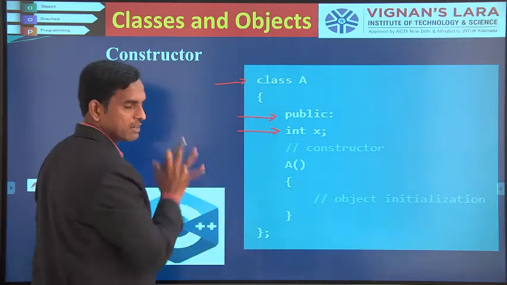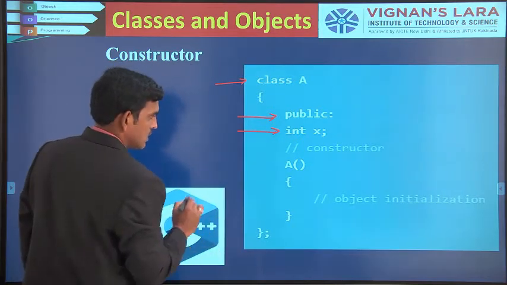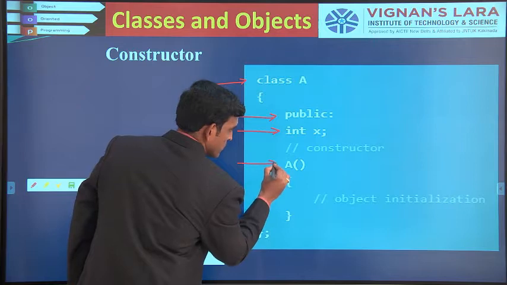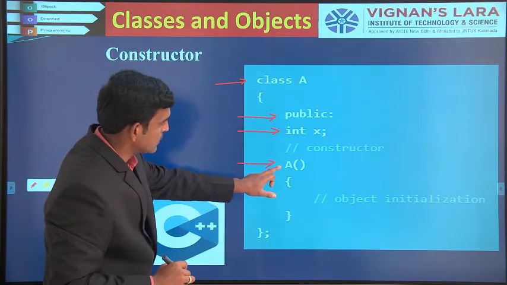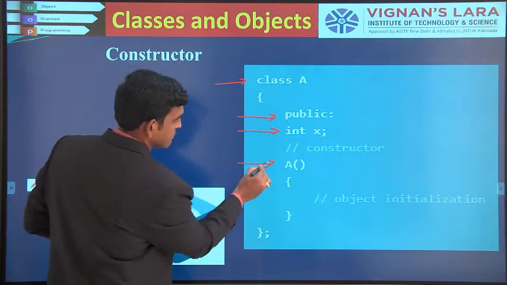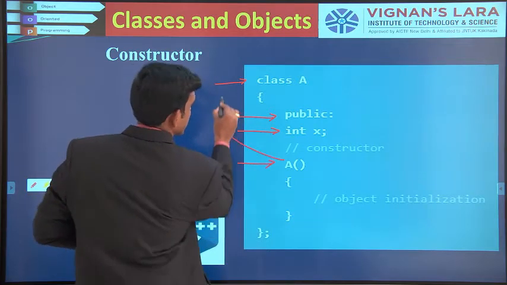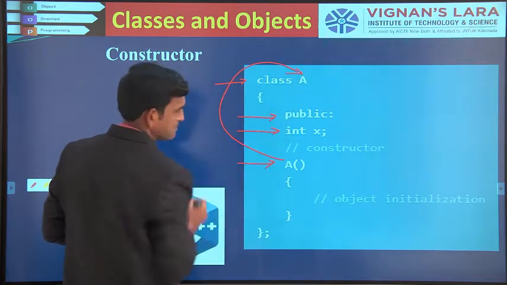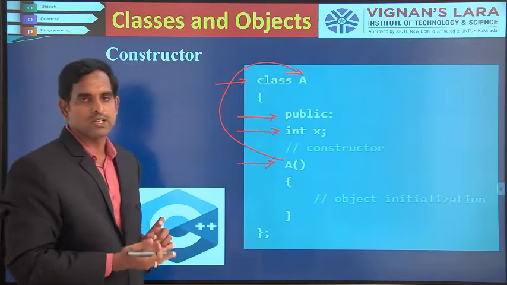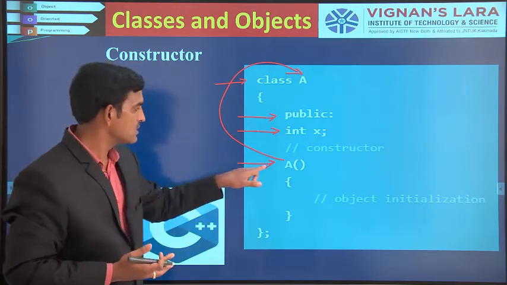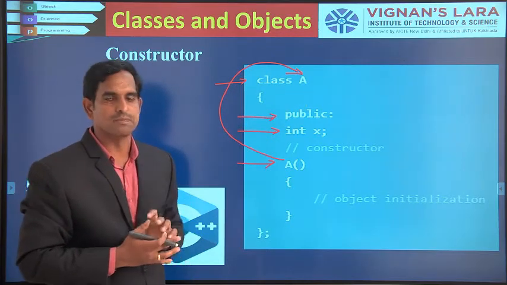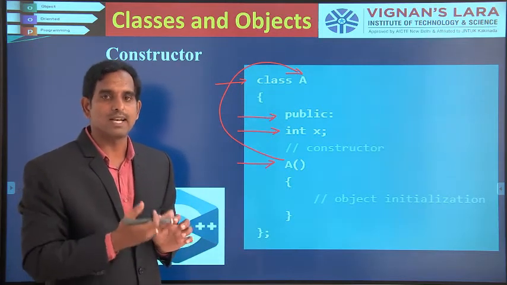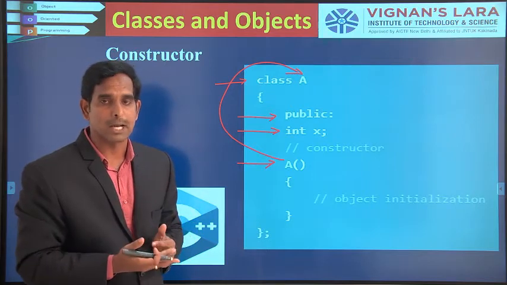This is a public variable x. This part will be called a constructor. The main important thing you need to know about the constructor is that it has the same name as your class name. The first thing you have to remember about the constructor is that it will have the same name as your class name. That is why we call it a special class function.